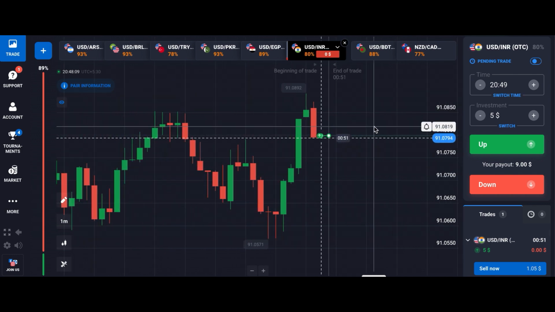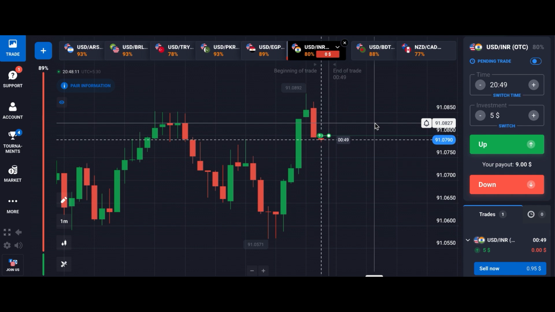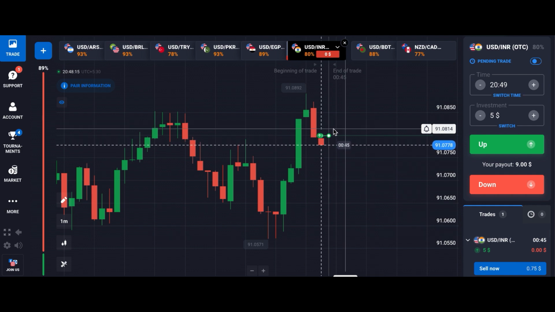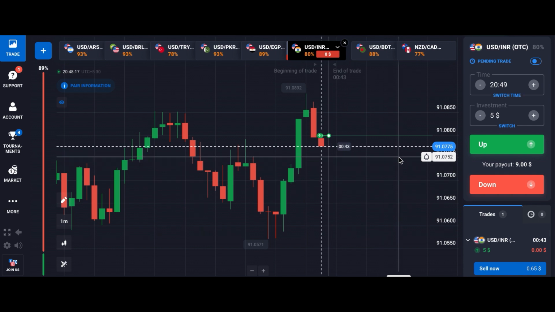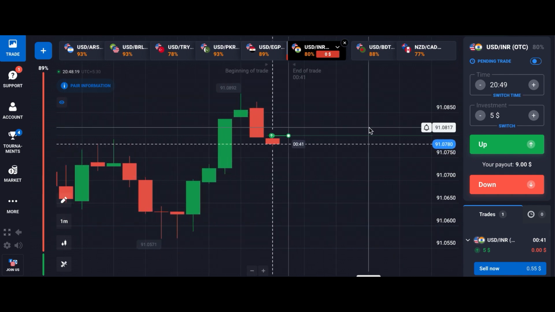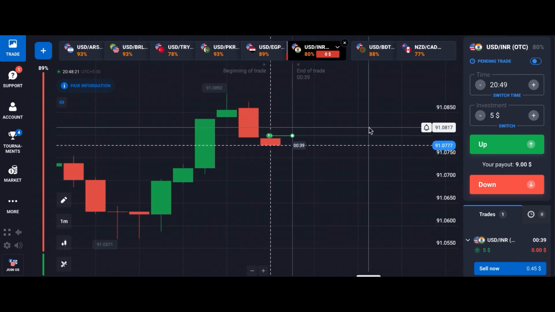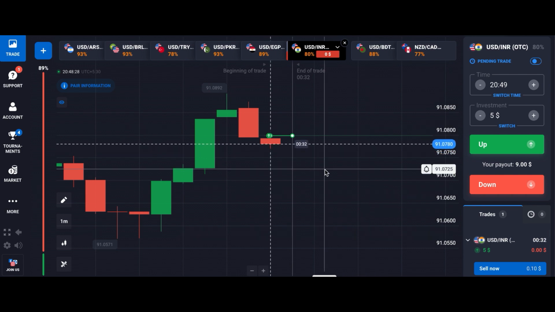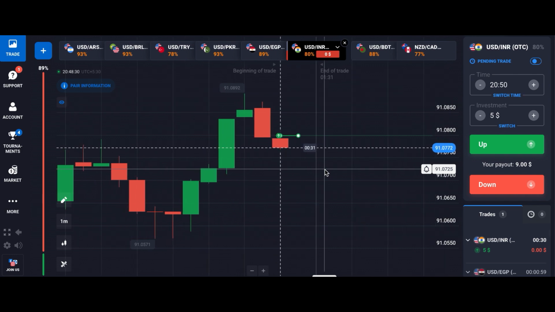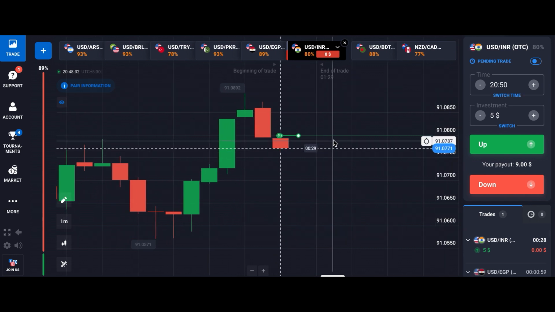I took this because here was a level, and from here the market had too much power to break it down, and that's why the market has come down. So now let's see what should be the result of this one.